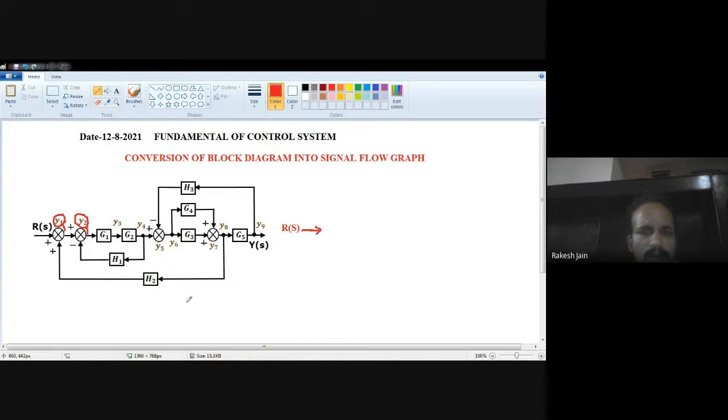So we send this R(s) along a line with an arrow whose gain is 1, and the node name is Y1. Then again there is a summing junction, so I again draw a line whose gain is 1. Summing junctions are represented by a single line with an arrowhead having a gain of 1. Now the node name is Y2.